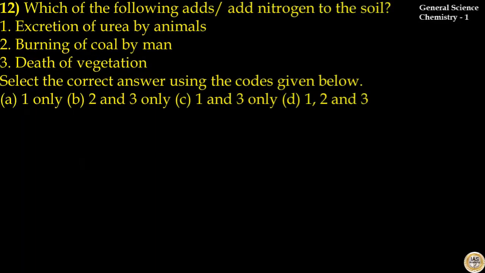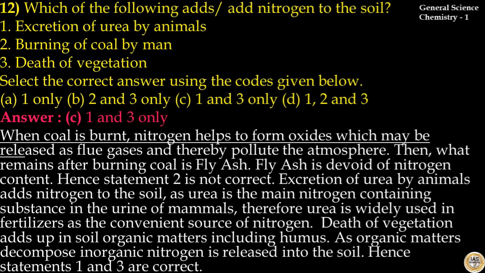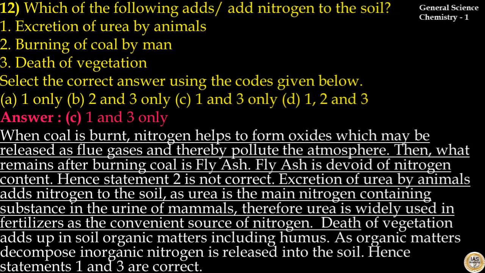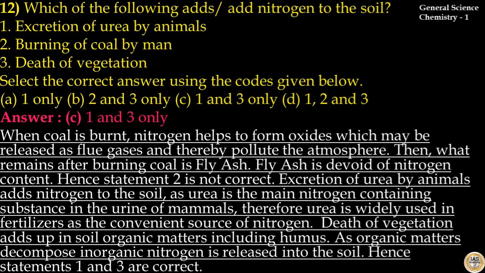Question number 12. Which of the following adds or add nitrogen to the soil? Options are excretion of urea by animals, burning of coal by man, death of vegetation. Select the correct answer using the codes given below. Here the answer to this question is option C, 1 and 3 only. When coal is burned, nitrogen helps to form oxides which may be released as flue gases and thereby pollute the atmosphere. Then what remains after burning coal is fly ash. Fly ash is devoid of nitrogen. Hence statement 2 is not correct.